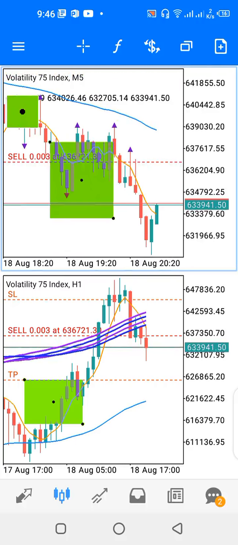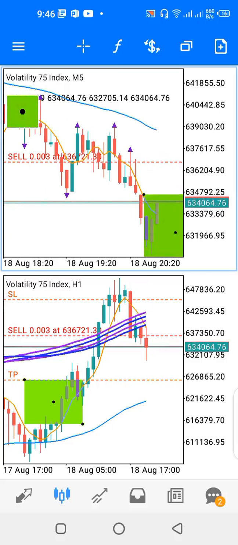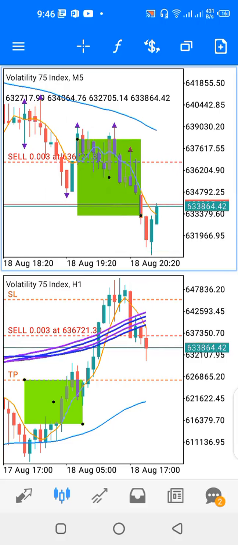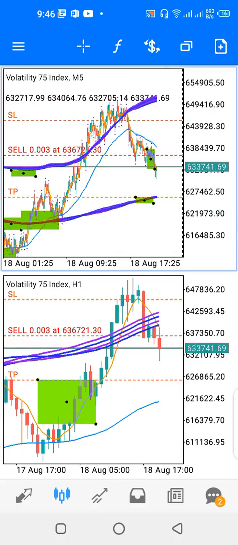Then we had retracement here. Price went up but continued down. Now we are having another retracement here. It's ready to come up a bit, then continue down. It's approaching the first level of support, which is the mid band.